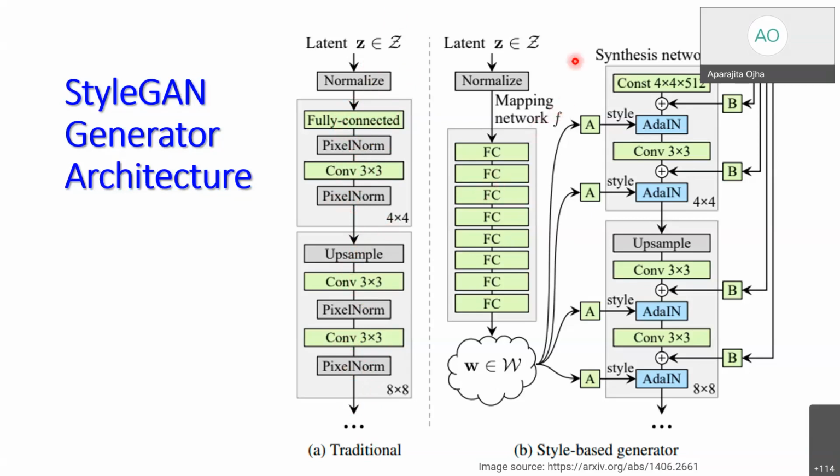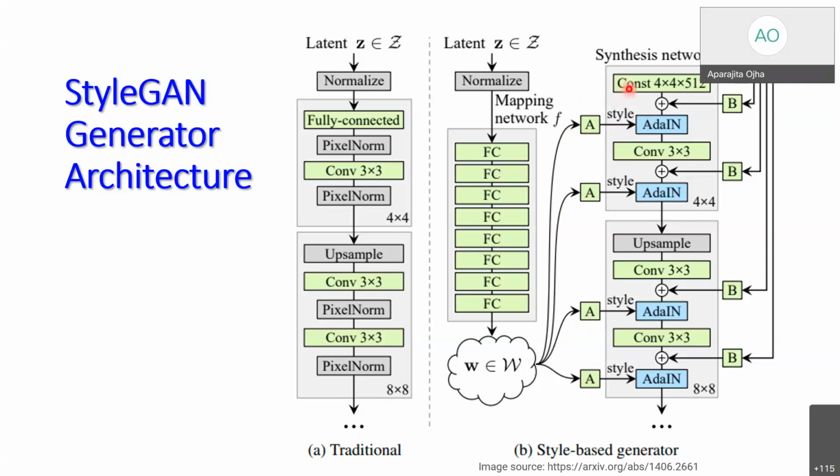Now, if I look at the other side, the style-based generator, this is just a high-level overview. We have a latent vector, that is, we normalize, we have a mapping network, like fully connected layers. I hope you know what a fully connected layer is. And I take out a W, that is, some feature is extracted from this latent variable. And now this feature at different stages is added as a style. I told you those styles which were shown, those style variations are added here.